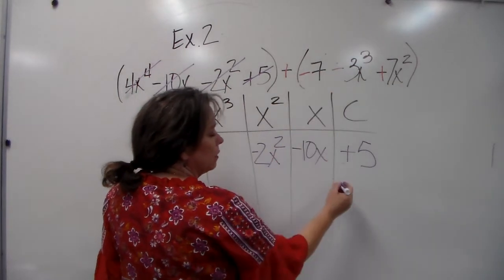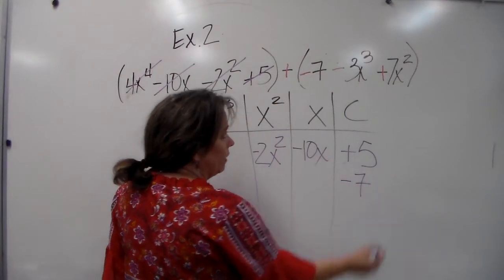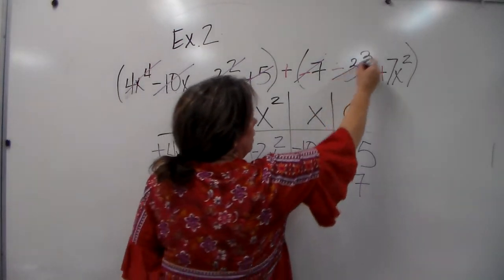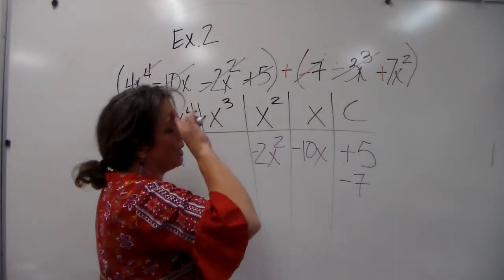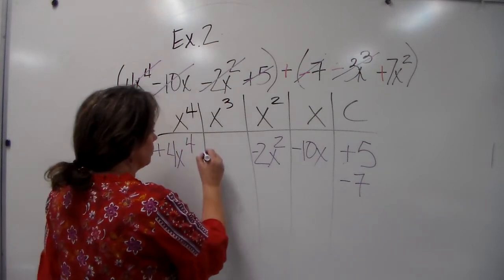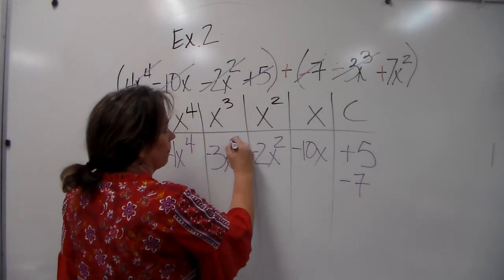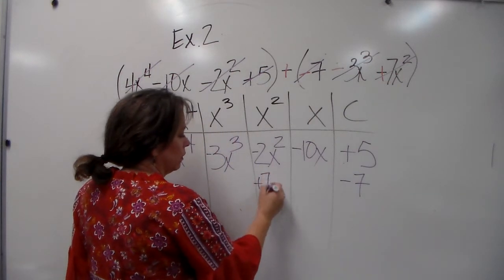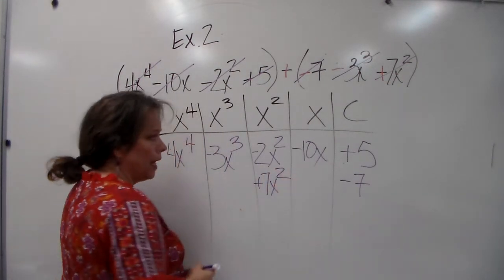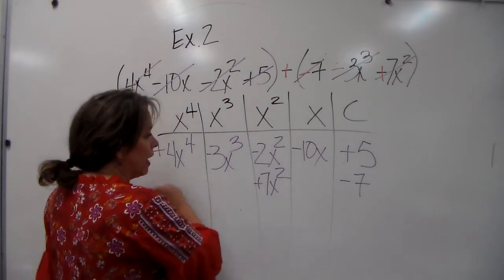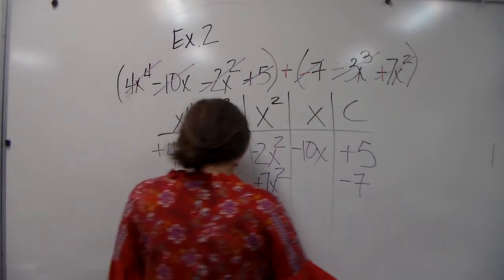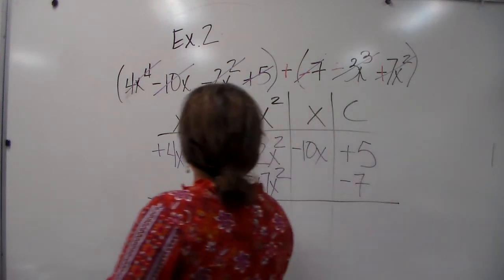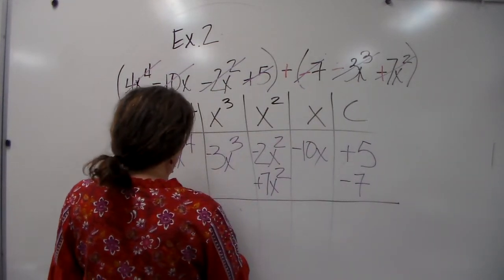Here this is a subtract 7 or a negative 7. And don't forget to eliminate it, okay? And then we've got a minus 3x cubed, and a plus 7x squared. And now what we're going to do is combine all these categories. And when we do that, you're going to see that our polynomial is now in standard form.